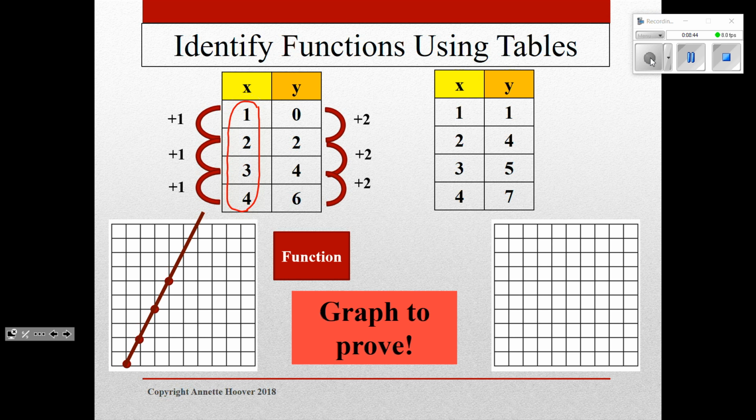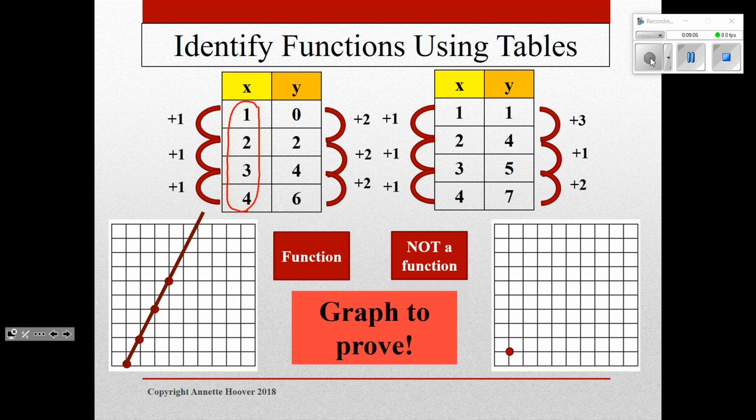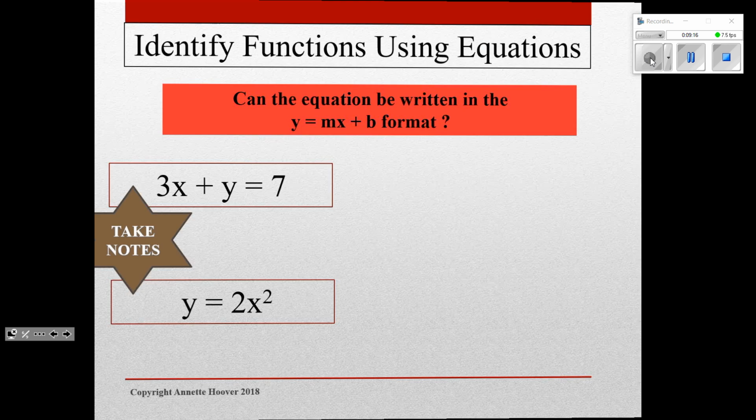In the next one, we notice that it's a function because the x does not repeat. We have a constant change in the x's; each time it goes up by 1. What happens with the y? We go up by 3, we go up by 1, we go up by 2. This is not a constant change, so it's going to be nonlinear. So let's look at what happens when we actually graph this. Here's (1, 1), (2, 4), (3, 5), and (4, 7). Notice that those ordered pairs, those points, do not create a straight line. It is nonlinear.